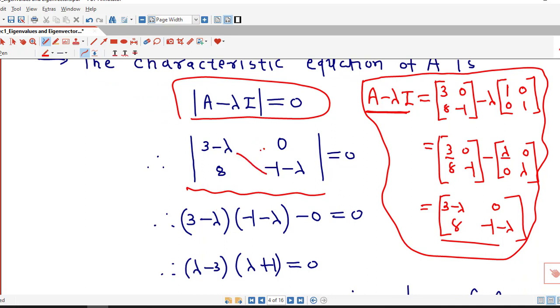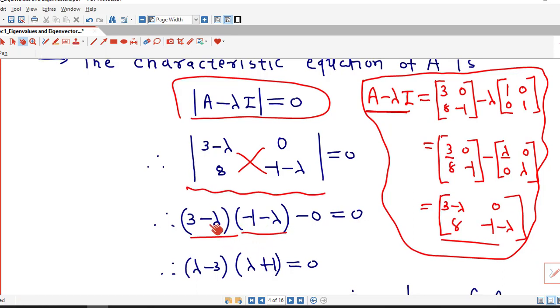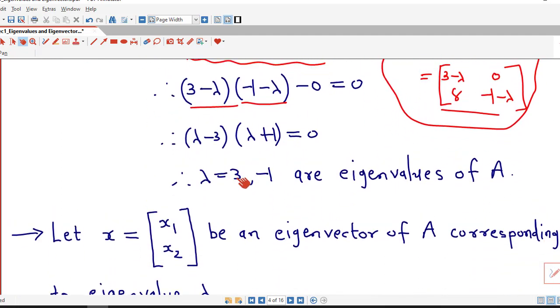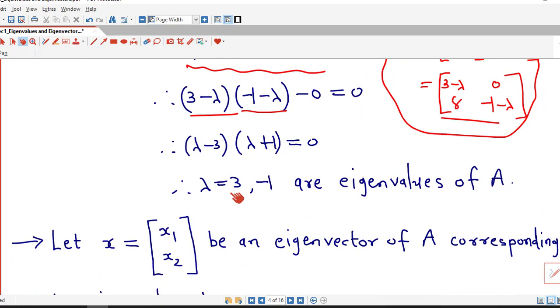Now we solve this. We take the determinant of the 2 by 2 matrix: 3 minus lambda times minus 1 minus lambda, minus 0, equal to 0, and here we take the negative sign outside. So we have lambda minus 3 into lambda plus 1 equal to 0. If we solve this, we obtain two eigenvalues, both distinct: lambda equal to 3 and minus 1 are the eigenvalues of A. We will find eigenvectors corresponding to both eigenvalues, because both are distinct.